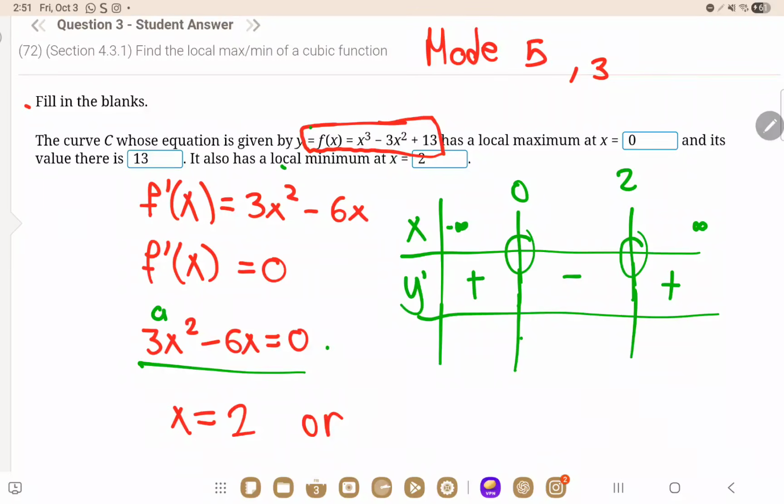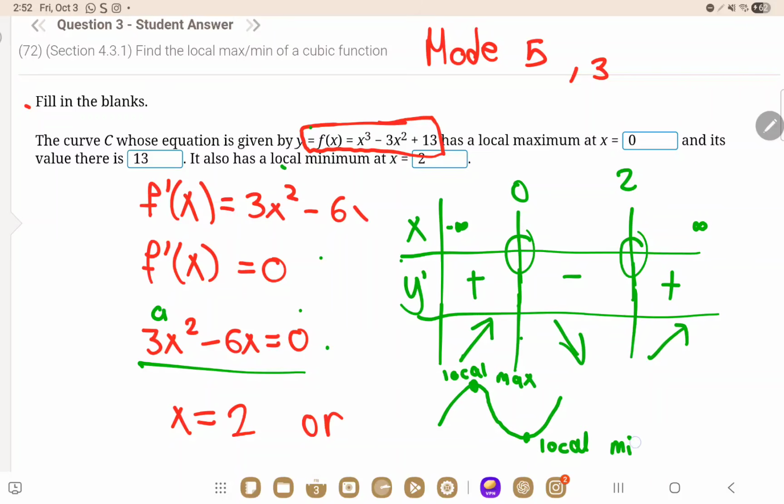Now, when it's positive, then it becomes negative, then it goes back to being positive. So it goes up like this and then like this, kind of. This isn't really how it has to go, but I'm just explaining. And here's point 0 and here's point 2, technically. So this would be a local maximum. I'm going to say max here. And this would be a local minimum.